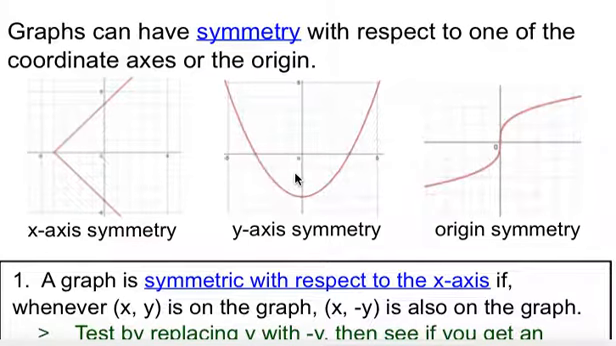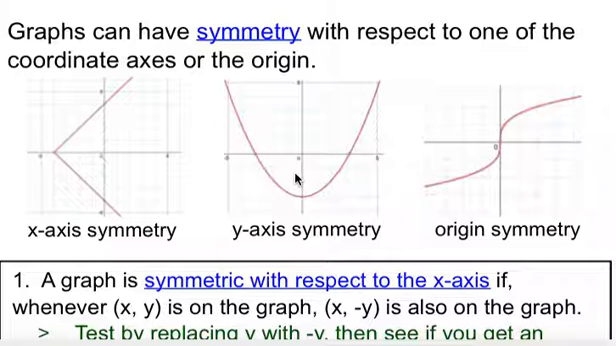Next, we're going to talk about symmetry. Now, I know symmetry is a concept that you are very familiar with, so this first part is going to be very easy. We're going to find ways to test algebraically for symmetry, so that if I just give you an equation, you should be able to test: does it have x-axis, y-axis, and origin symmetry? So we'll get to that.